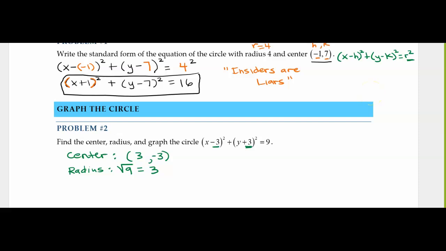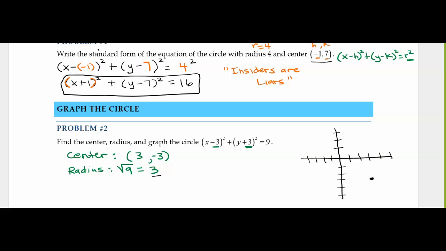All right, so to graph this, we know our center, we know our radius, so let's go ahead and make our grid here. We first need to start by plotting where the center is. So let's draw little markings here on our grid. So 3, -3. Right 3, down 3 would be about here. So that's where my center is.